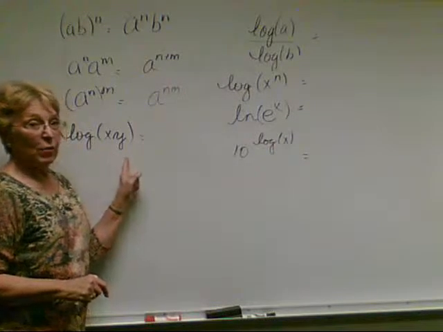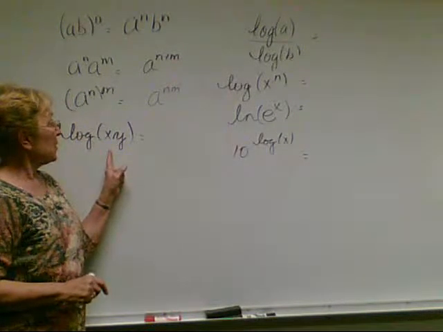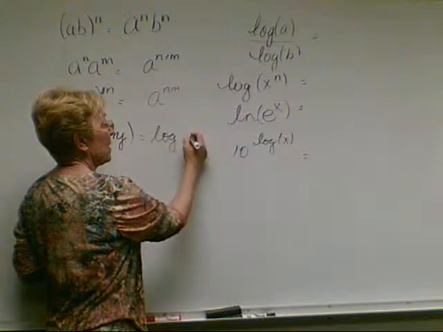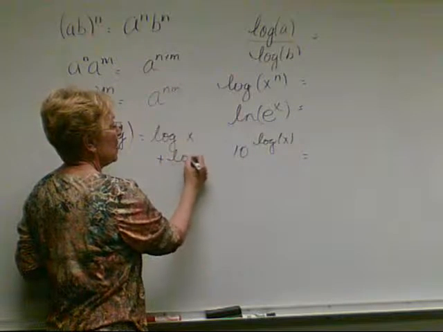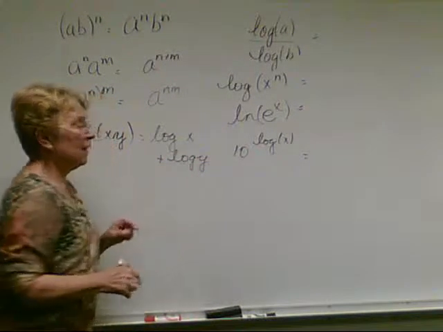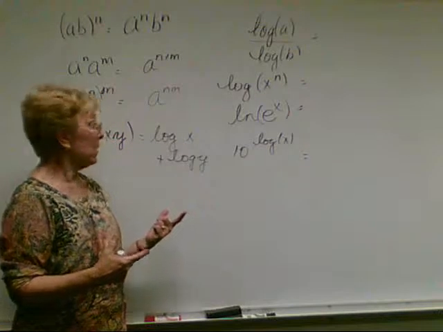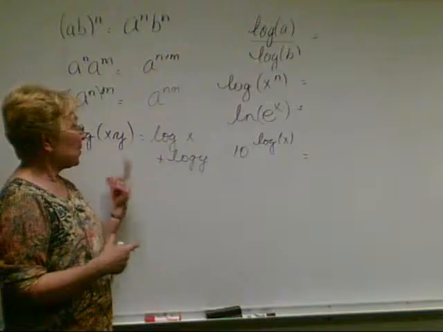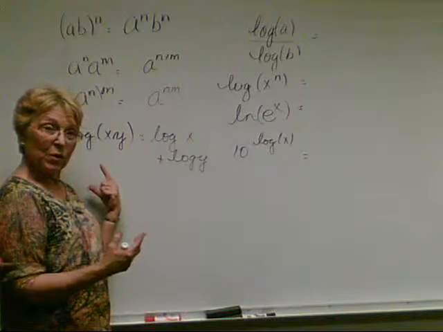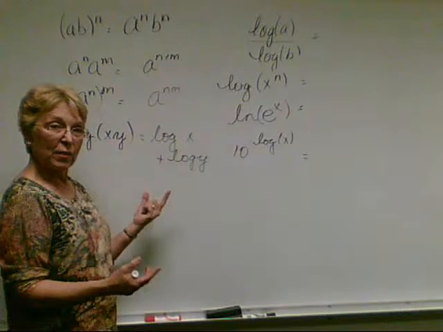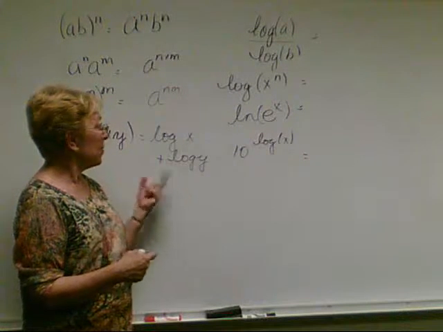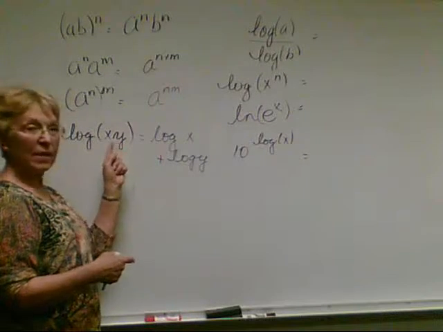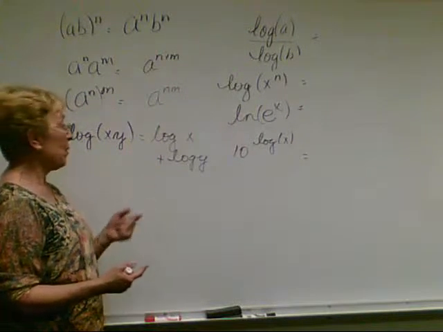Here we have log of a product. So the best way to handle this is to write log of x plus log of y. Think of it as log of 100, where 100 is multiplied by 10. So we could add the log of 100, which is 2, the log of 10, which is 1, and get 3, which is the same thing as 100 times 10, asking for its log, which would be 3.